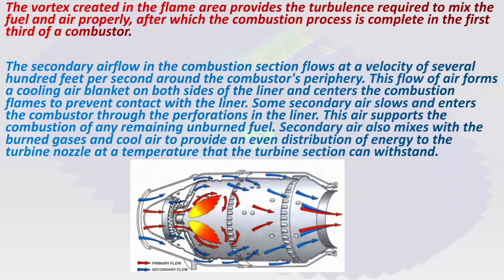And you can see the blue one is the secondary flow. It flows through the periphery of the liner and provides cooling. You can also see some blue arrows in the liner. This is the slow secondary airflow which enters the liner through perforations. It can burn the remaining unburned fuel in the liner, and the secondary air cools the combustion gases to a temperature that the turbine can tolerate.